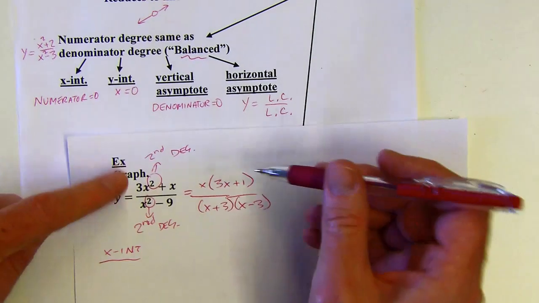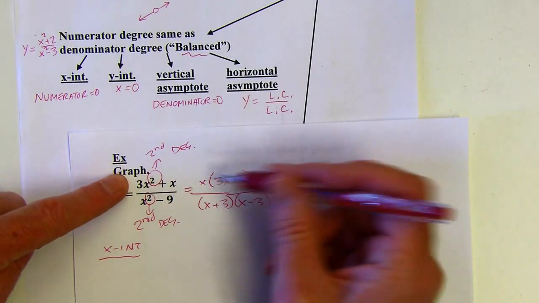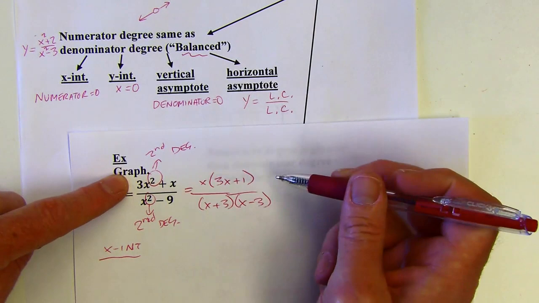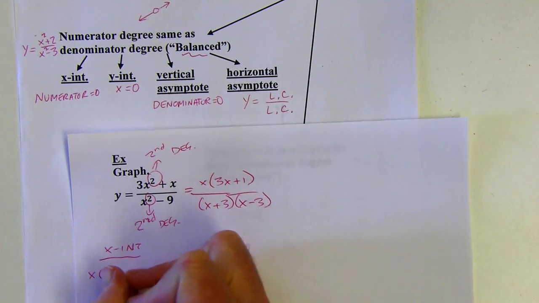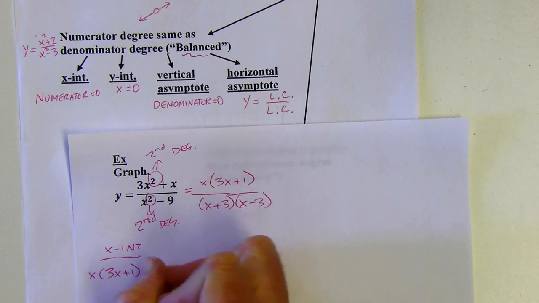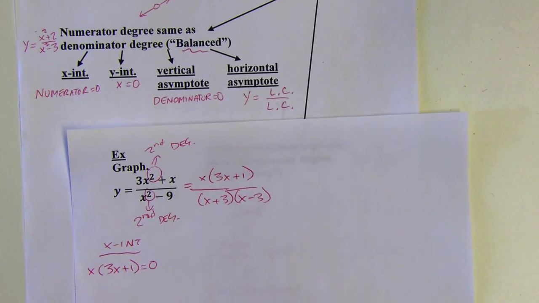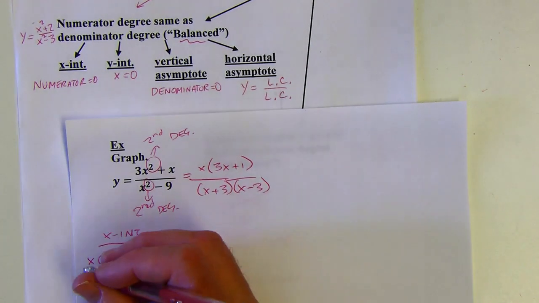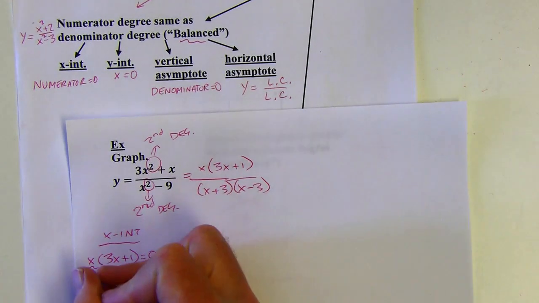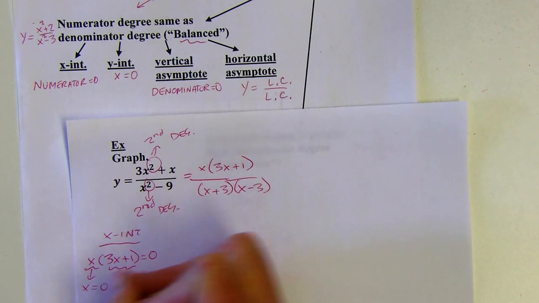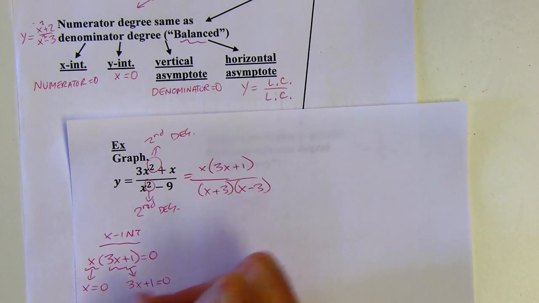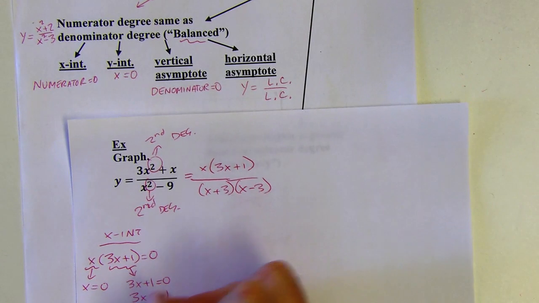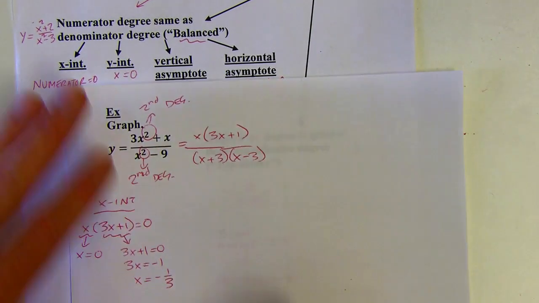Okay? And since I already have this factored, I can choose which numerator I'd rather set equal to 0. I might as well use the factored one, because if I set that equal to 0, then it's all set for the zero product property. Okay? Because one of these two things has to equal 0 then. So either x equals 0 or 3x plus 1 equals 0. And that means I've got two different x-intercepts.